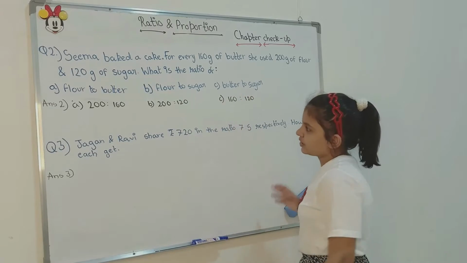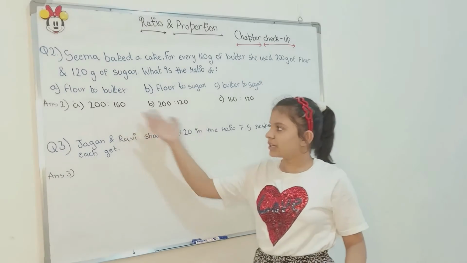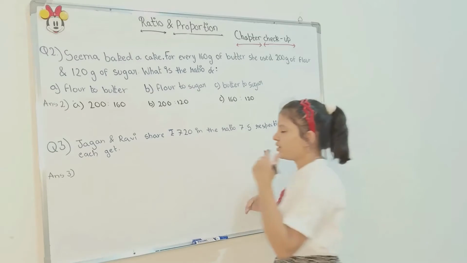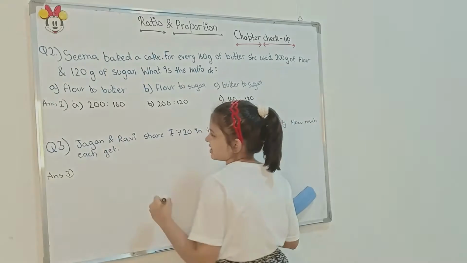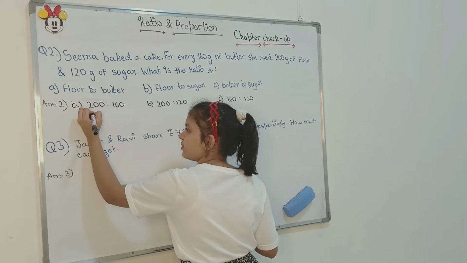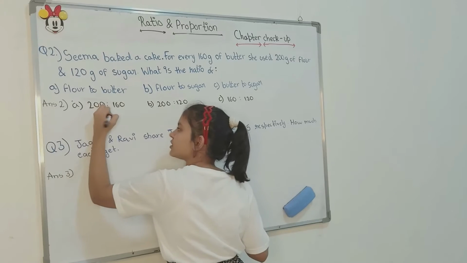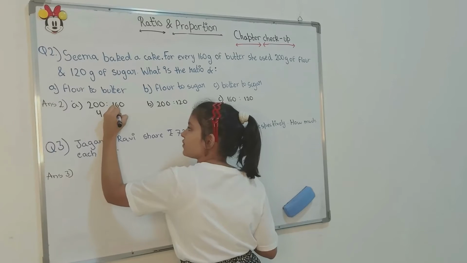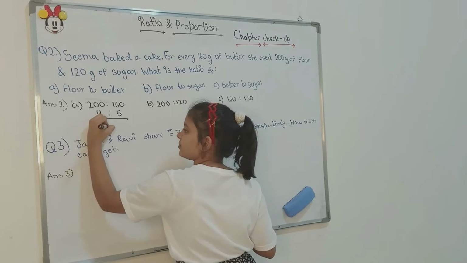Now we got the numbers, but these numbers are too big, so we bring them to their lowest form. First, 200 is to 160. After dividing, their lowest form is 5 is to 4... the answer in lowest form would be 4 is to 5.